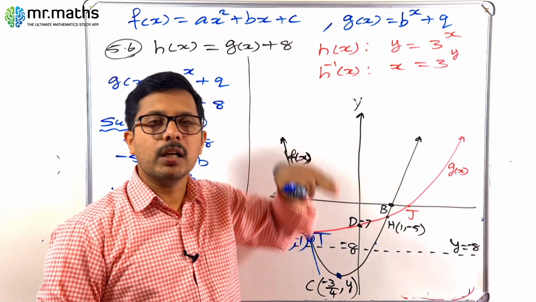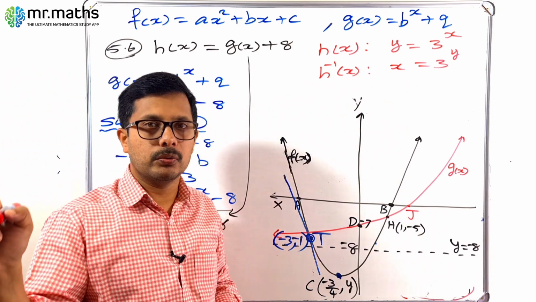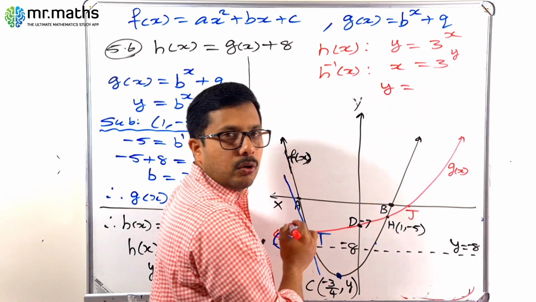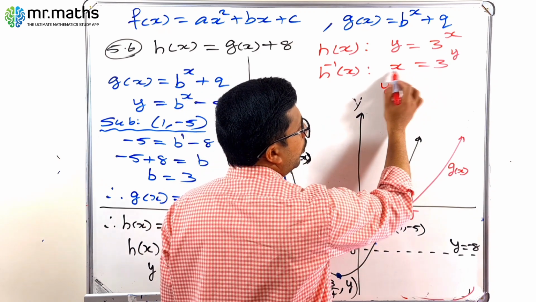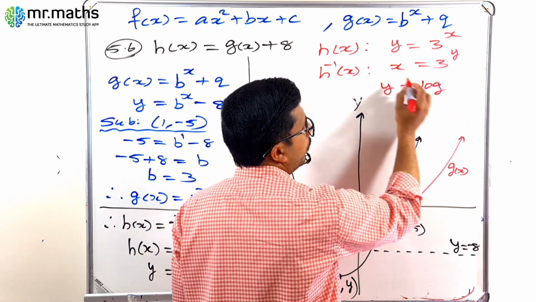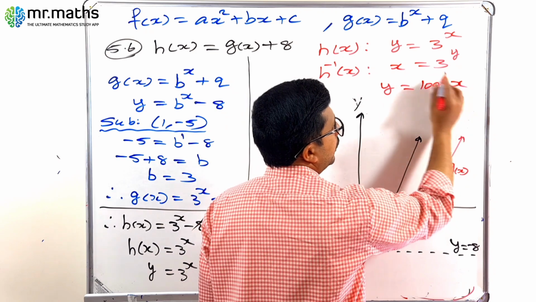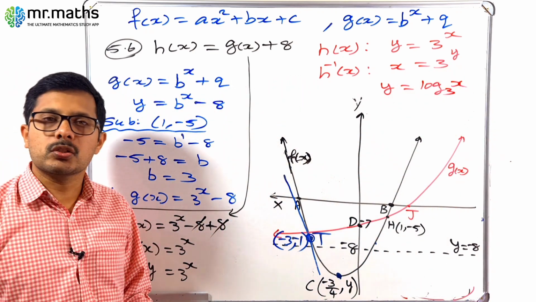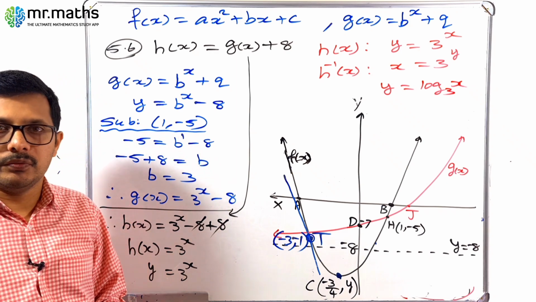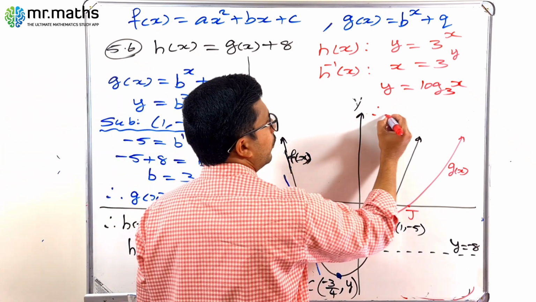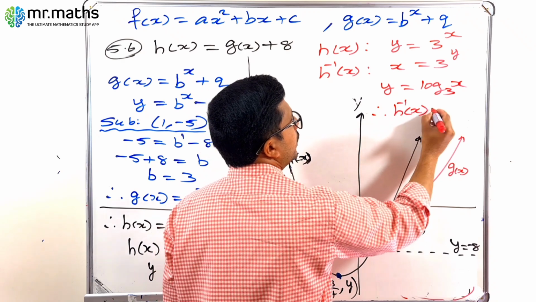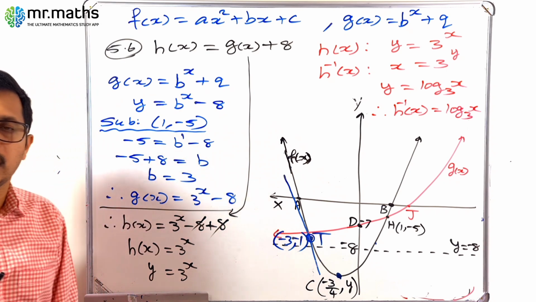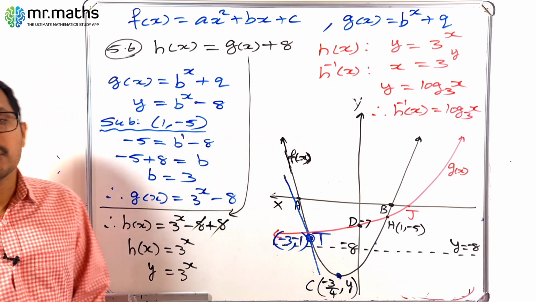But they want the answer in terms of y is equal to. So how can you write this in terms of y? We have to take the logarithm. That means y is equal to log, how can you take the logarithm? Log of x, and this is the base 3. So y is equal to log x to the base 3. That is h inverse of x. Therefore h inverse of x is equal to log x to the base 3. That is the answer. So that is question number 5.6.